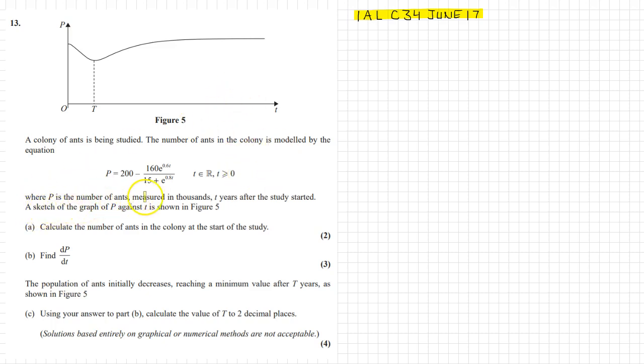where P is the number of the ants. P is the number of ants measured in thousands. T is the year after the study started. So the graph is given. Calculate the number of ants in the colony at the start of the study. So that is part A.